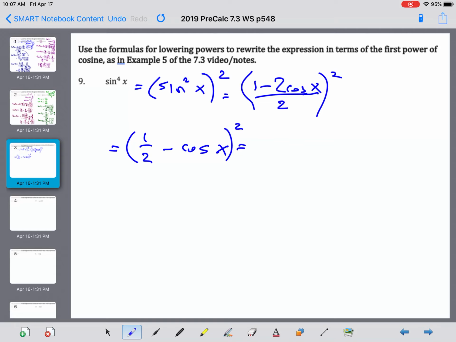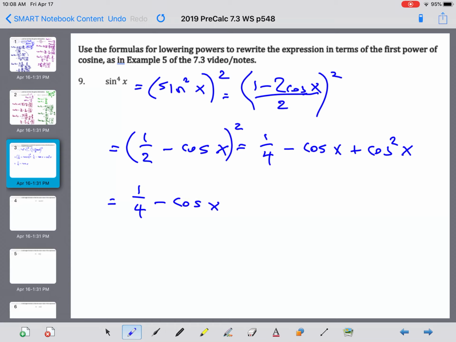So now I got to FOIL this out. 1/2 times 1/2 is 1/4. And then 2 times 1/2 times negative cosine is negative cosine. And then negative cosine times negative cosine is positive cosine squared x. Alrighty. So now with this one here, they want us to reduce this one again. So I'm going to get the 1/4. I'm going to get minus cosine x.